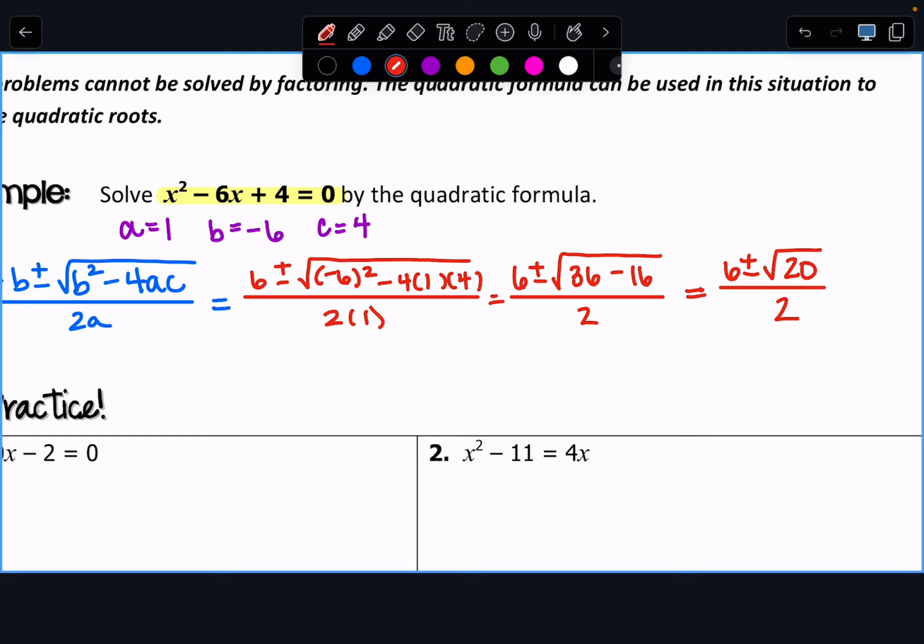Now, here's the deal. If we have a radical, what do we have to think about? Reducing. Is it reduced? So I want you to take a moment and think about the square root of 20. Is it reduced? If it's not, I want you to decide what it simplifies to.